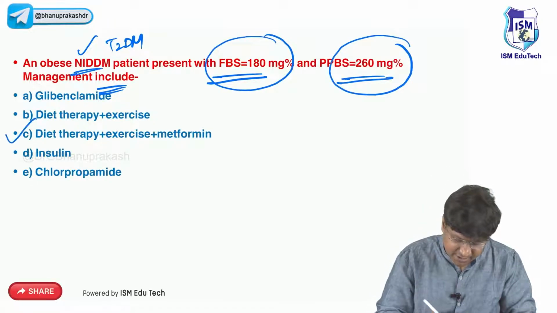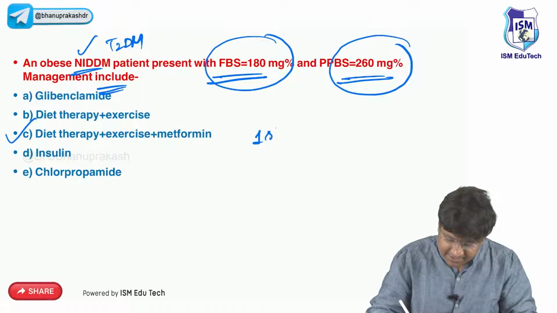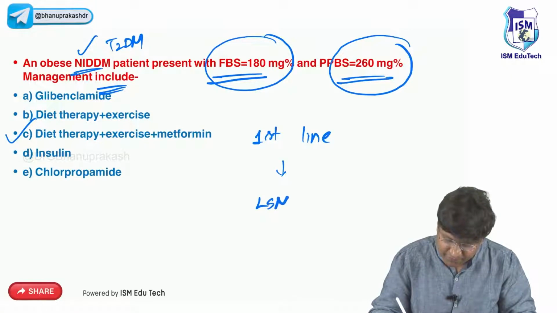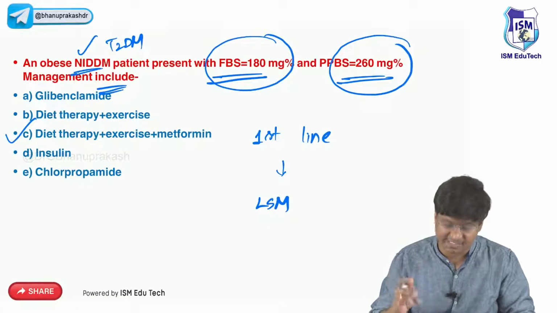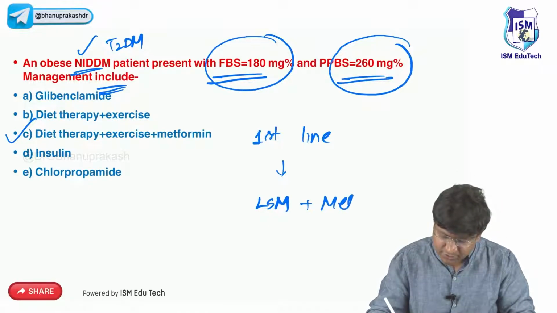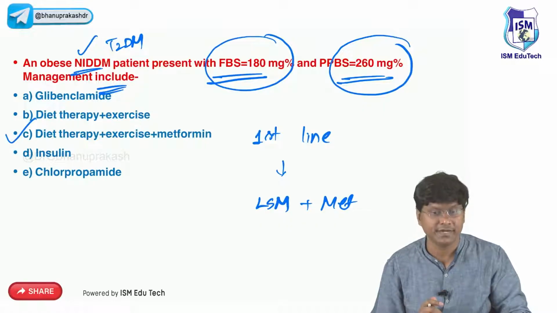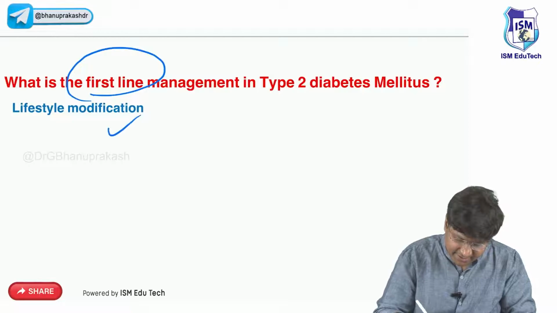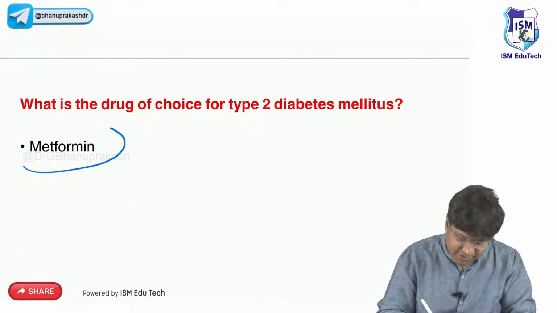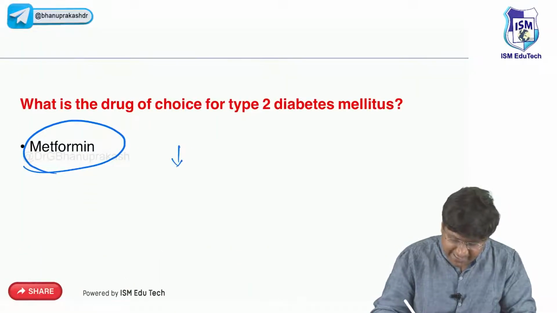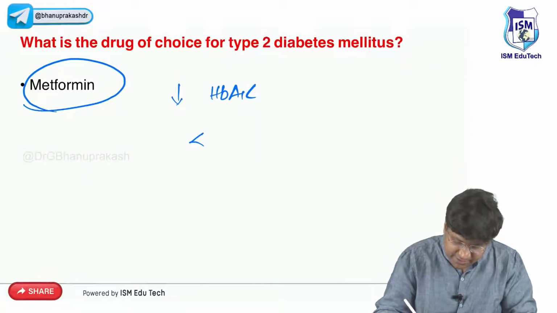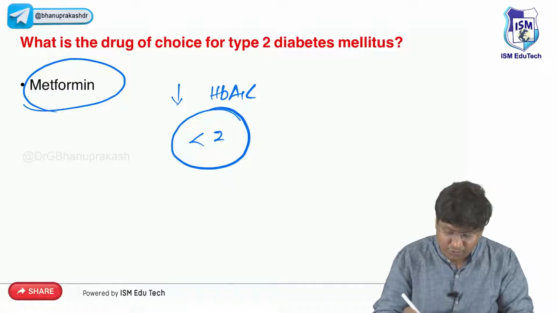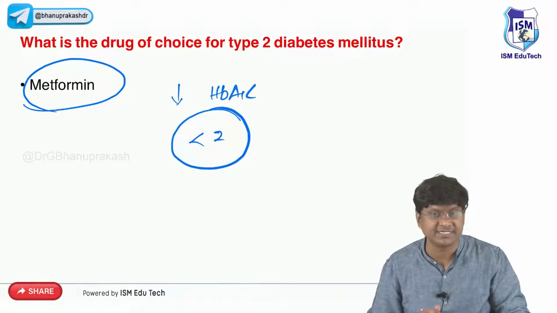So diabetic range, always remember the first line treatment in type 2 diabetes mellitus will be lifestyle modification, that is diet and exercise. Along with that, the drug of choice will be metformin. Okay. So the first line treatment, lifestyle modification. Drug of choice, metformin, because it will cause maximum reduction in the HbA1c. How much HbA1c can it reduce? It can reduce the HbA1c by almost 2%. That is the reason why it is considered as drug of choice.